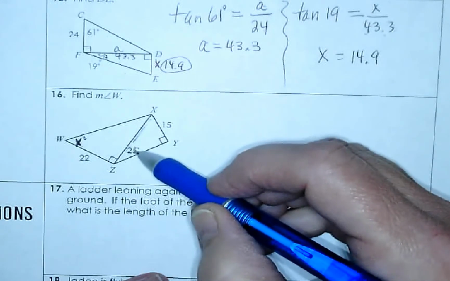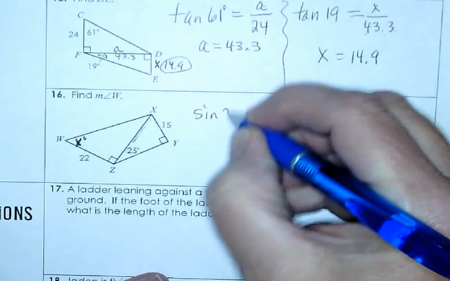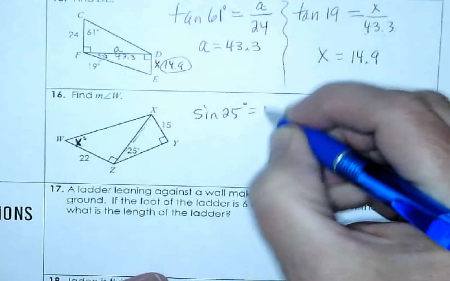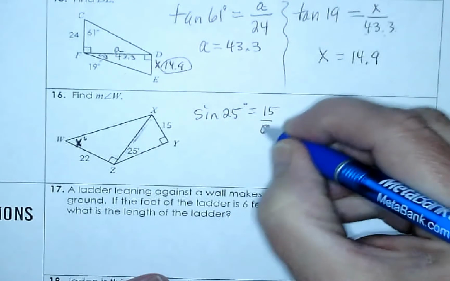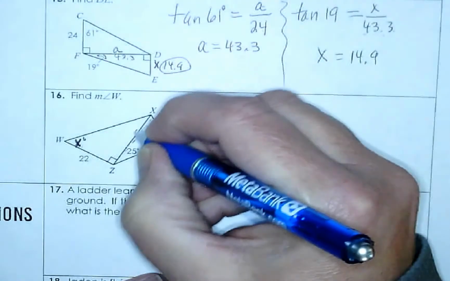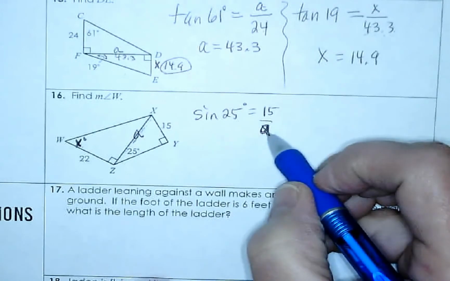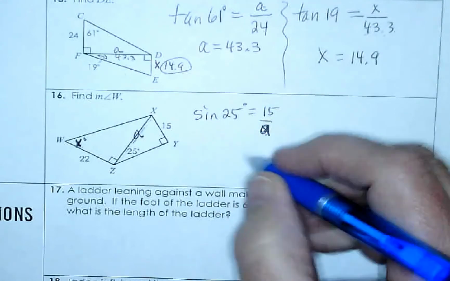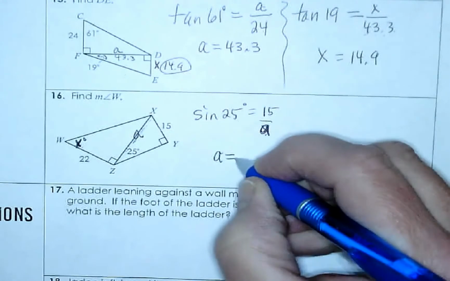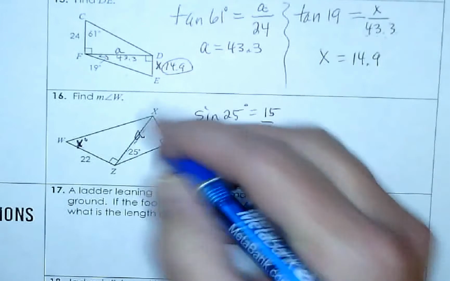With the angle, we have opposite and hypotenuse. So that's going to be sine of 25 equals opposite over hypotenuse. Oops, I better put that as A. Okay, so this is a divide problem. The unknown is on the bottom, so 15 divided by sine 25. So that missing piece is going to be 35.5. That's this common side.